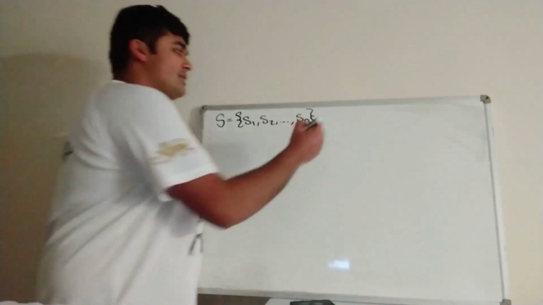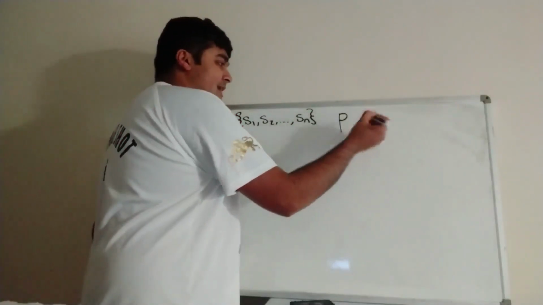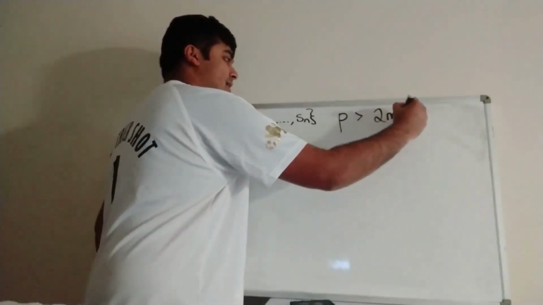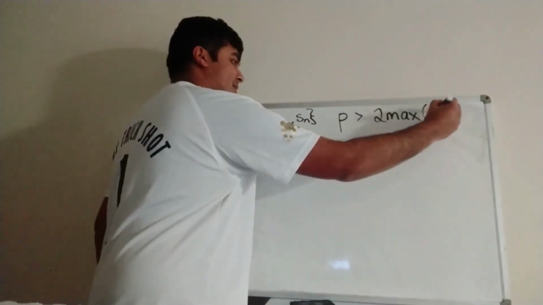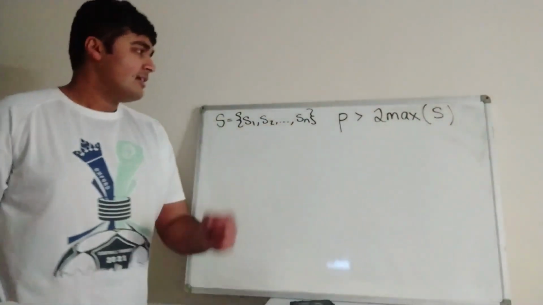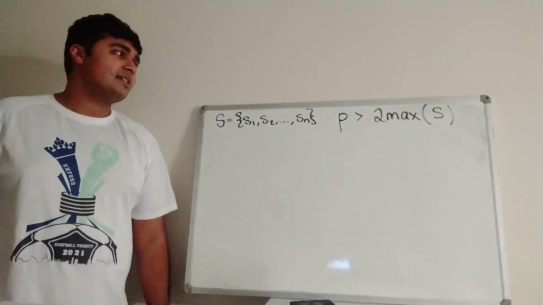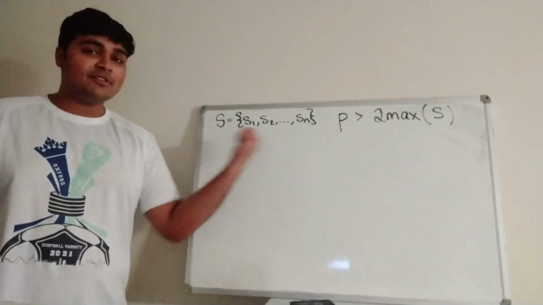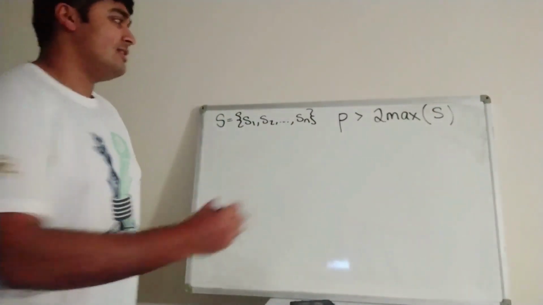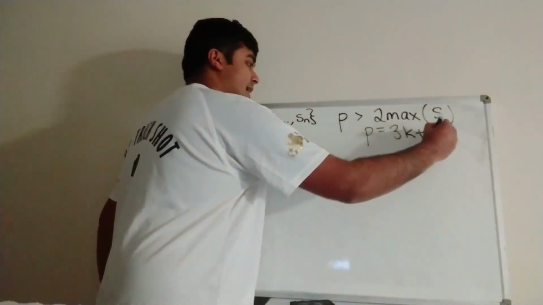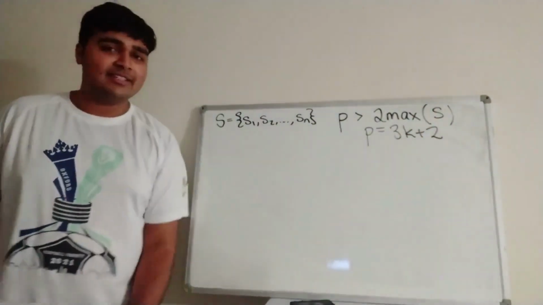Okay, next thing we're going to do is choose a prime number p, and this is going to be a big prime number, and it's going to be bigger than twice the maximum element in S. Of course there are infinitely many primes, so we can certainly choose a prime that's bigger than twice the maximum of S, but in fact we're going to insist on a further condition that p is 2 mod 3. So p equals 3k plus 2 for some integer k.